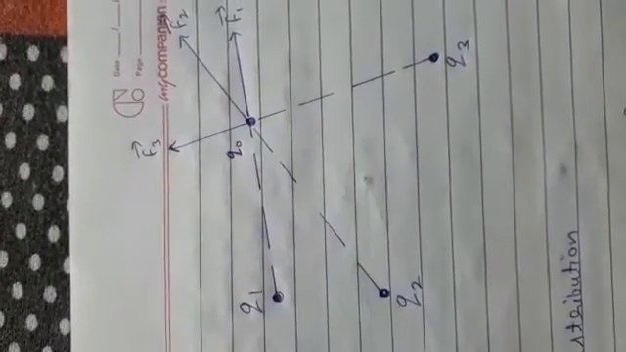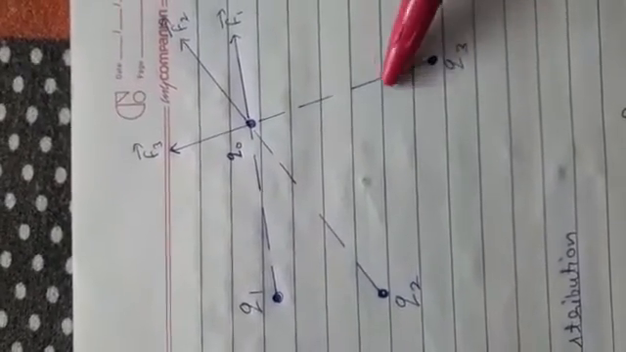Now next we have to discuss the principle of superposition. According to this principle, the total force on any charge due to a number of other charges at rest is the vector sum of all the forces on that charge due to the other charges. Now let us try to understand this principle of superposition with the help of this diagram.